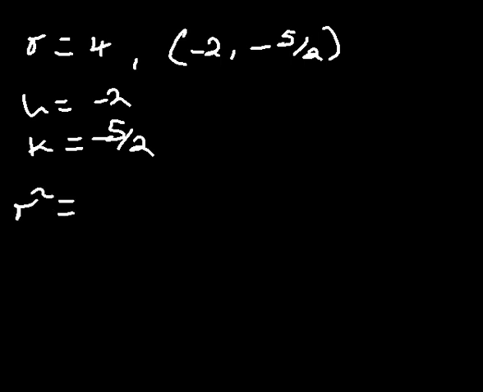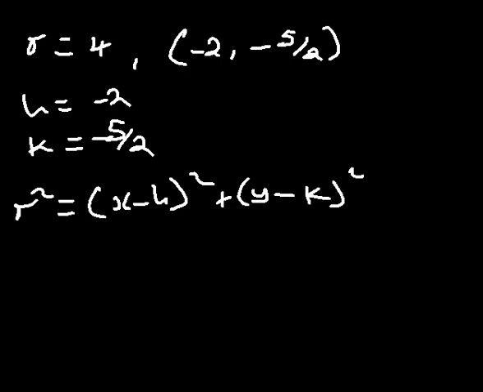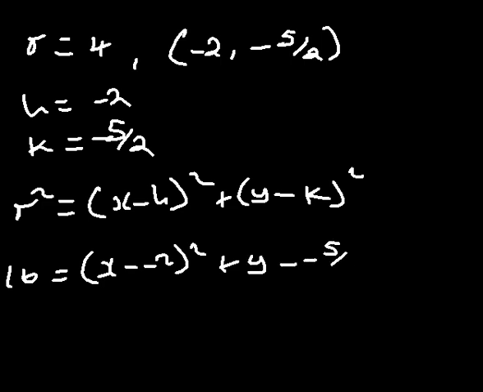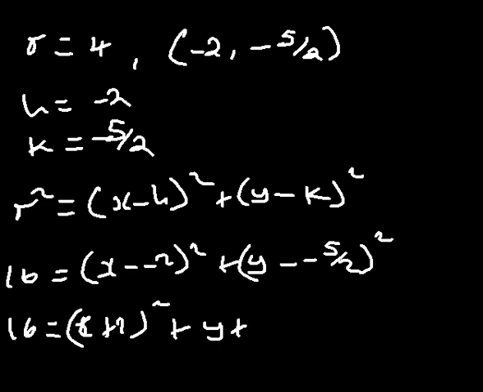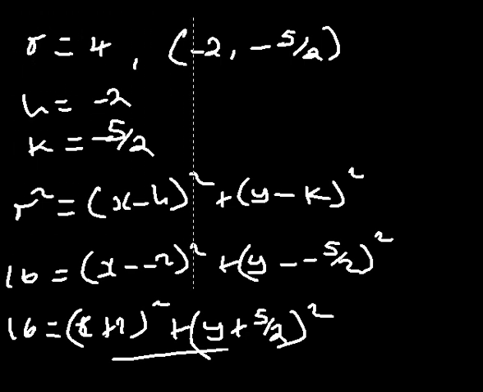We have r squared is equal to x minus h square plus y minus k square. And that will give us 16 is equal to x minus -2 square plus y minus -5/2 square. So which means we'll have 16 is equal to x plus 2 to the power 2 plus y plus 5/2 squared in that case. Now this is the equation of a circle, you have to understand, given the radius as well as the center in that way.